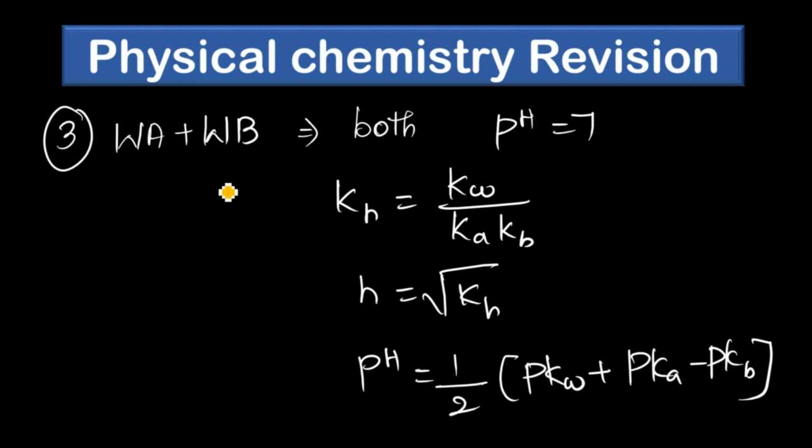Okay. The third category, weak acid and weak base. They are having anionic and cationic both. Neutral pH, pH is equal to 7. Ka is equal to Kb in this case. And hydrolysis constant is Kw by Ka into Kb. h, that is the degree of hydrolysis, is root of Kh only. pH is pKw plus pKa minus pKb. Okay, minus pKb. There is no log C over here.